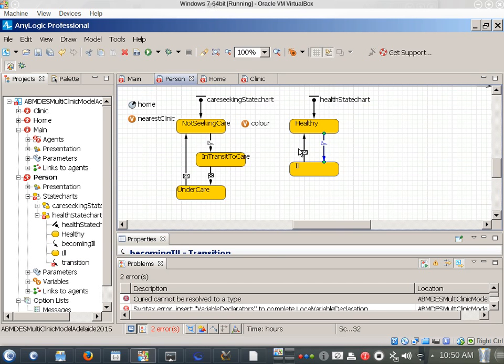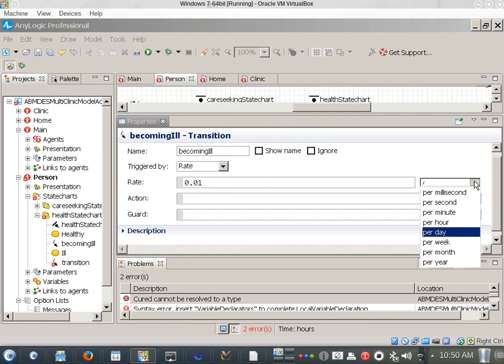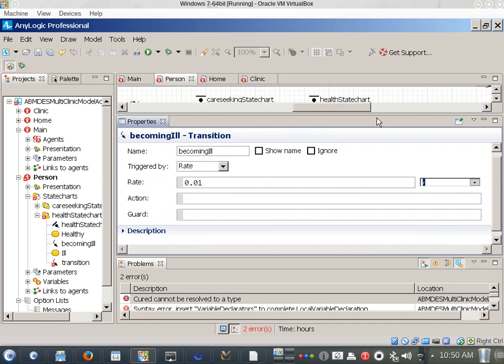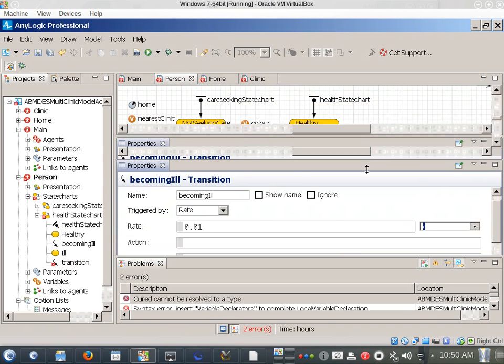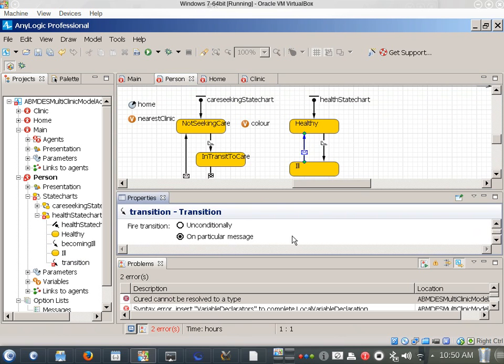These two? Okay, this one here is with a rate of 0.01 per day. And there's nothing that occurs, no action with it. This one here is with a message. It's contingent upon a particular message, and the message is cured, C-U-R-E-D. There's no action associated with it. Okay? Who else needs help?